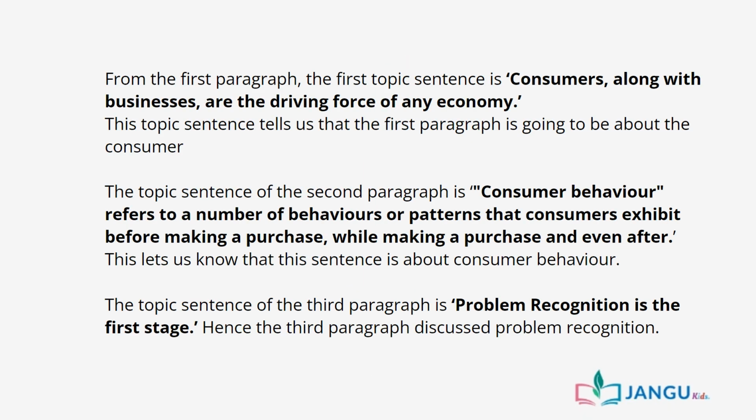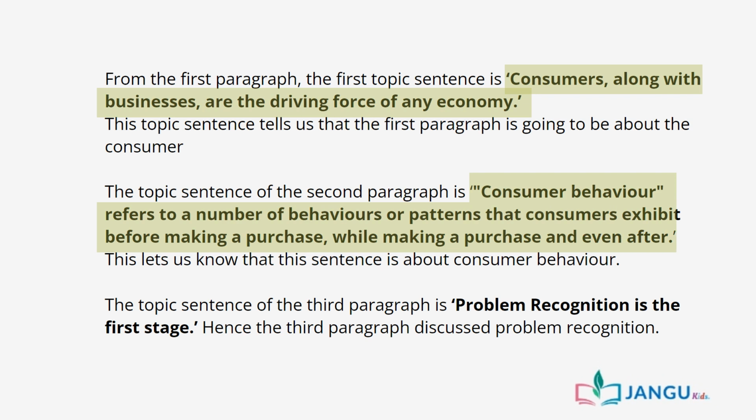From the first paragraph, the first topic sentence is, consumers along with businesses are the driving force of any economy. This topic sentence tells us that the first paragraph is going to be about the consumer. The topic sentence of the second paragraph is, consumer behavior refers to a number of behaviors or patterns that consumers exhibit before making a purchase, while making a purchase, and even after. This lets us know that this sentence is about consumer behavior.